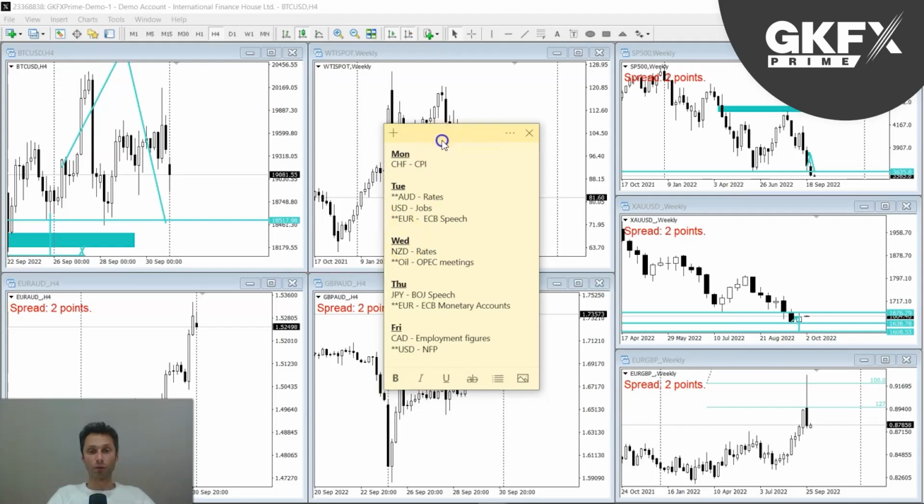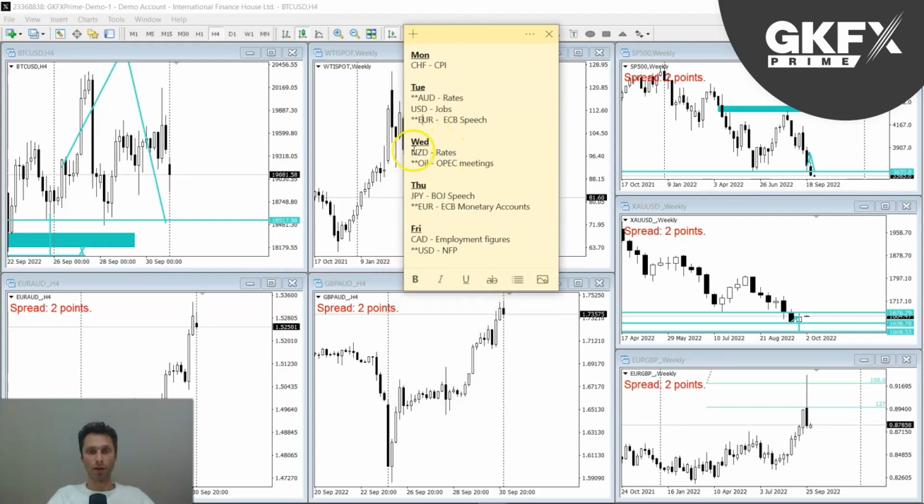Wednesday, we have got rates on New Zealand, so that will be something to bear in mind. And on oil, we've got OPEC meetings, so that will be related to obviously the spot oil price and also the CAD. Thursday, from Japan, we've got the Bank of Japan speech, so that will be a major one, and also a major one will be euro that I've highlighted here. We'll have the ECB monetary accounts results there. So Friday will be a big day.